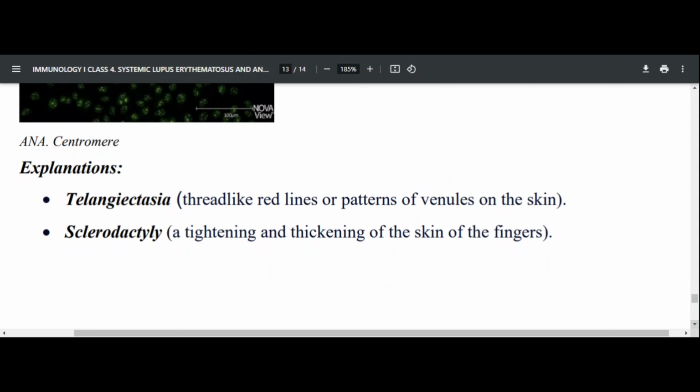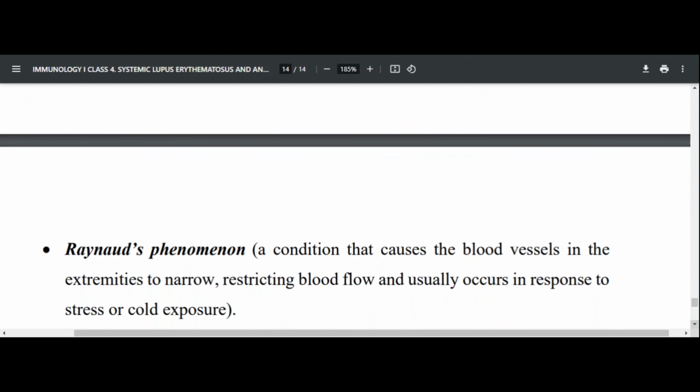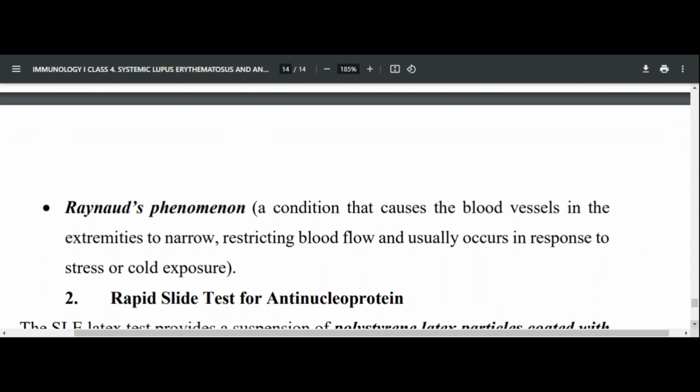Sorry for that. Raynaud phenomenon is a condition that causes the blood vessels in the extremities to narrow, restricting blood flow, and usually occurs in response to stress or cold exposure. So these are some of the terms. I just try to explain them because sometimes they look a bit unusual in this immunology course.